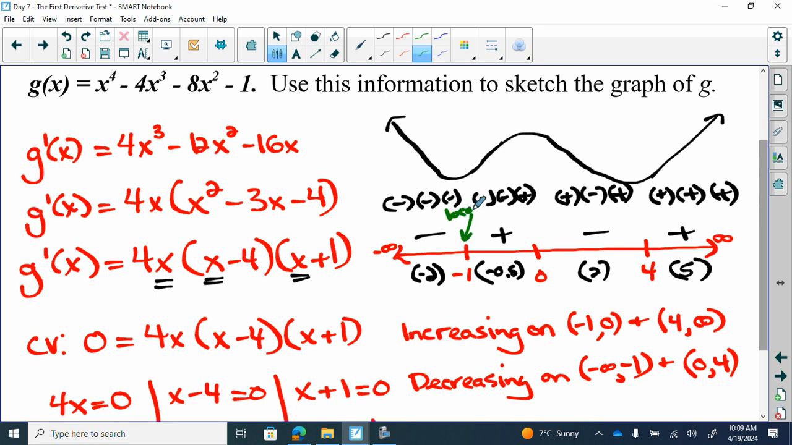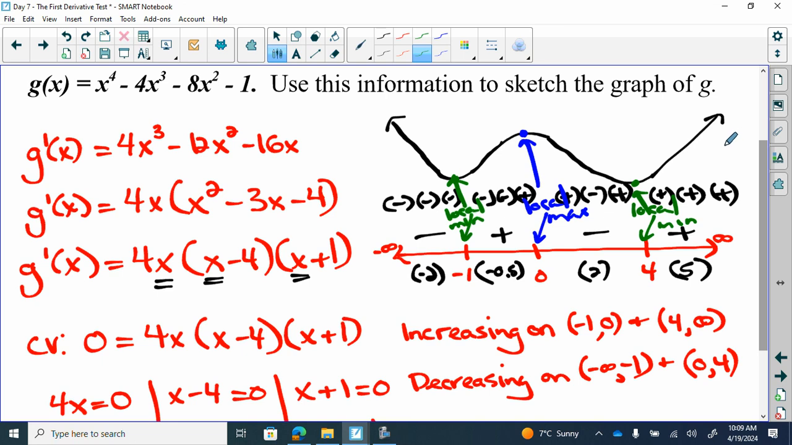That's a local min. You can see it right here in the curve. Look, it hits a low point, and then it goes back up. What do we have at 0? It's going from positive to negative at 0. Local max. You can see it right here in the curve. And then, lastly, we have another what? Local min. And you can see it right here.